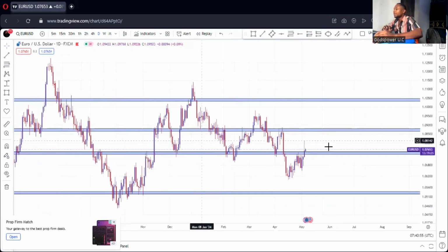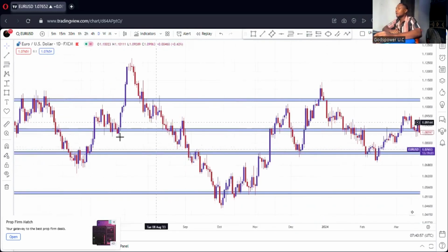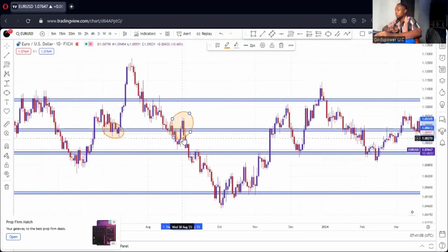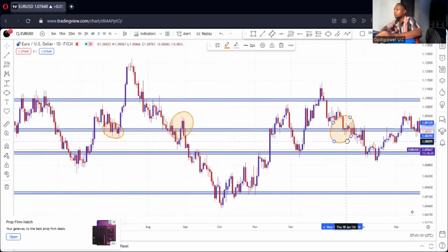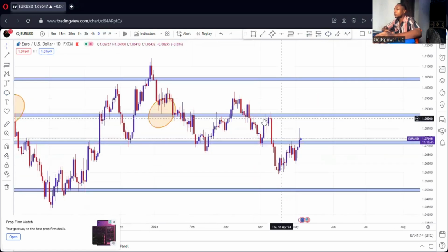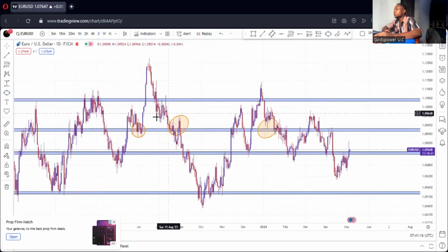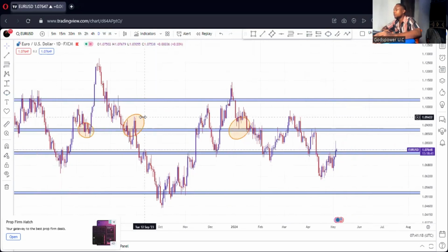So guys, you can see. So why did I put up this one around here? You can see this retracement right here. You can see another one right here, and another one right here, and another one right here. Another retracement. You can see another one right here. So the market has been reacting, not retracing, has been reacting around that level.